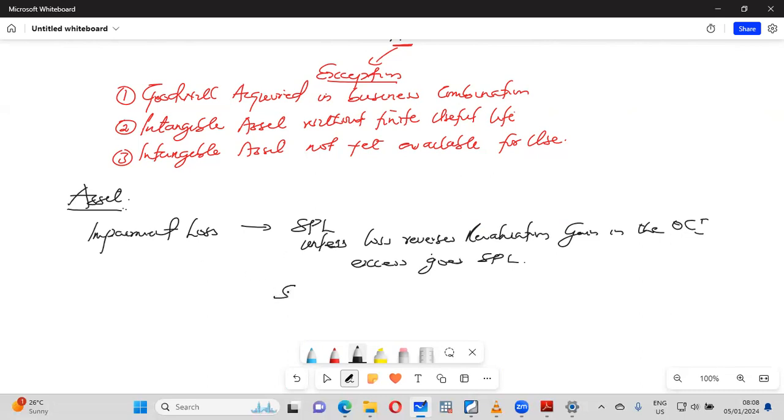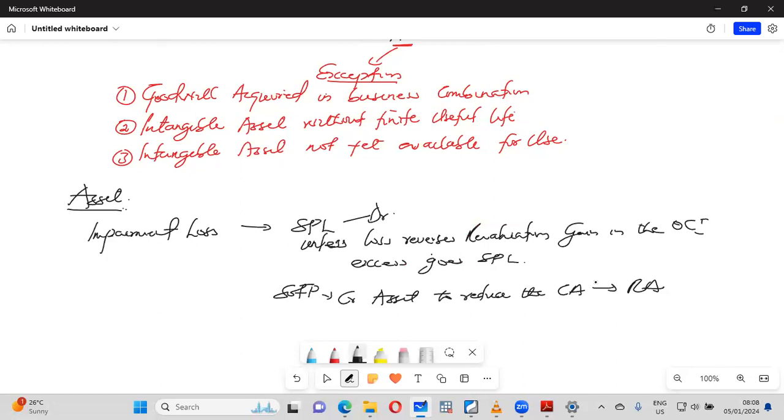But in your SOFP, you know that you have to reduce the carrying amount of the asset so that it reflects the recoverable amount, so that you can continue with your amortization or depreciation. So this one is a debit, and you credit the asset to reduce the CA to the RA. So as simple as that.